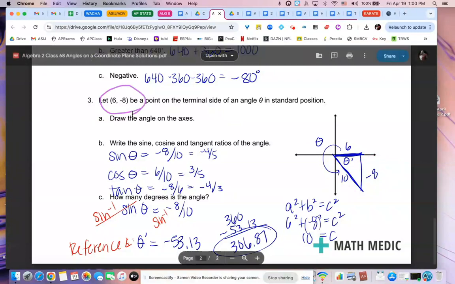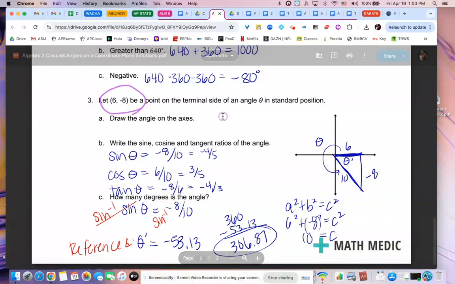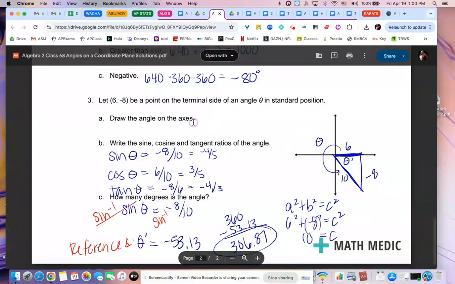If you're given a point, just draw it out on a coordinate plane. So this is (6, -8). That's 6 in the x direction, negative 8 in the y. Notice we make that negative 8 because they told us it's negative. So we go positive 6, negative 8 to get that point. Then I connect that to the origin for my hypotenuse, and drop a line to the x-axis to get my right triangle.